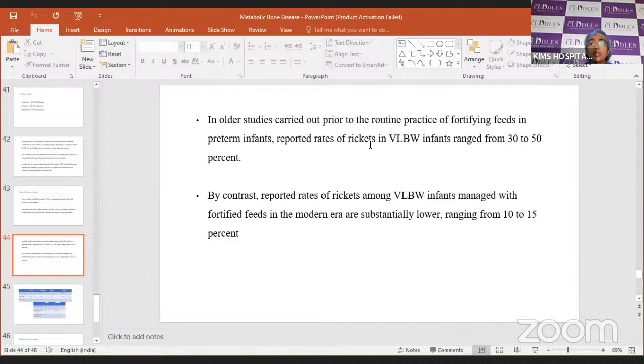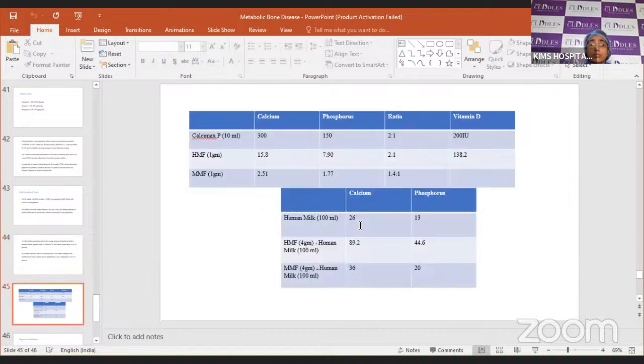Before routine practice of fortifying the feeds in preterm infants, reported rates of rickets in VLBW infants ranged from 30 to 50%. But in contrast, the reported rates of rickets among VLBW infants managed with fortified feeds in the modern era are subsequently lower, 10 to 15%. There is a reduction from 30 to 10 to 15% by fortification.